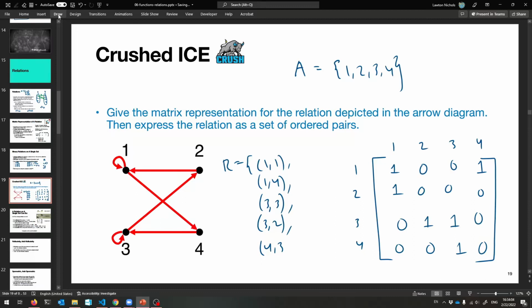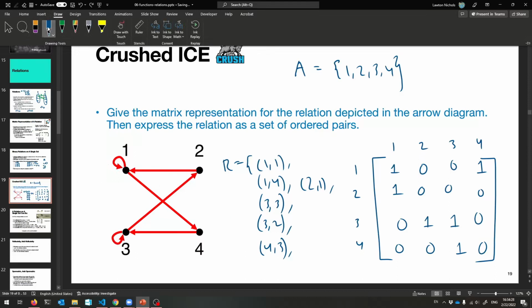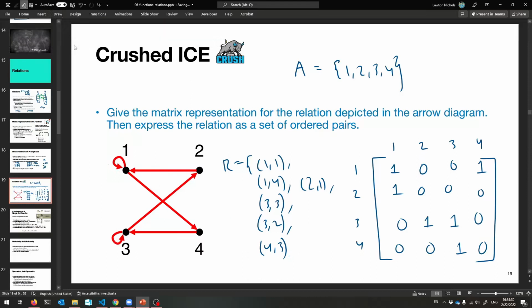Did I miss anybody? 1, 1, 1, 4, then, oh, I missed 2, 1, sorry. Let's try and keep this in order. 2, 1, there, comma. And so that is my relation. There's 1, 2, 3, 4, 5, 6 arrows, so there should be 6 things in my relation. And it looks like there is.